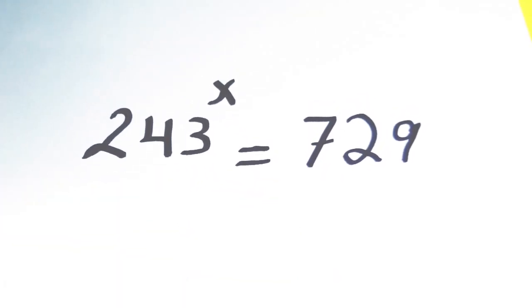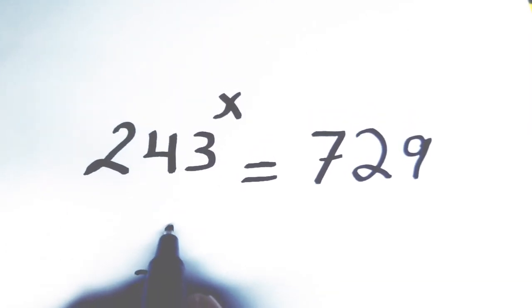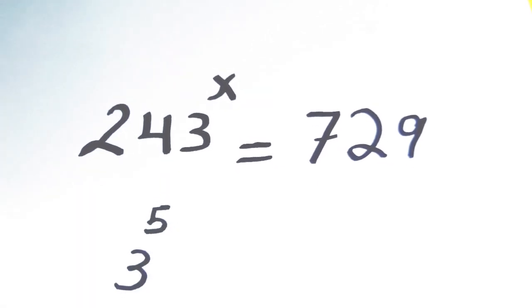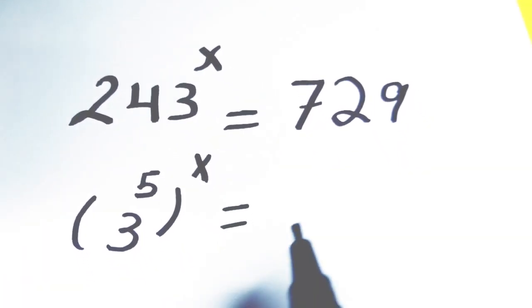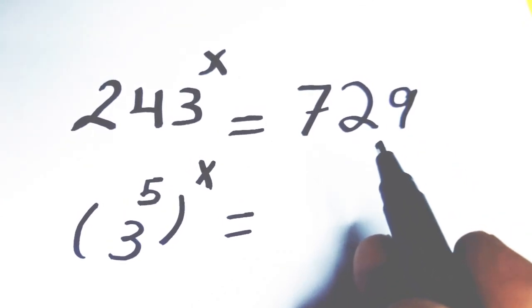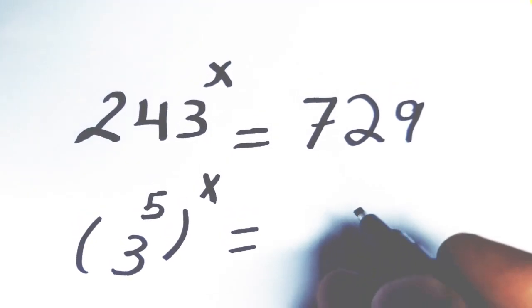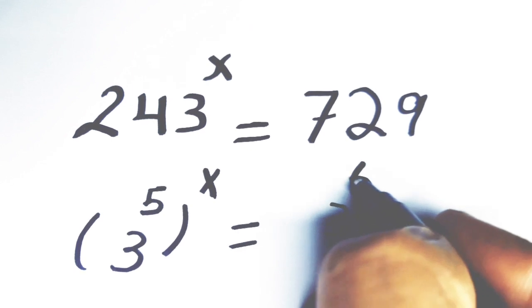243 is the same as 3 to the power of 5, bracket x. This is equal to 729. 729 is the same as 3 power 6.